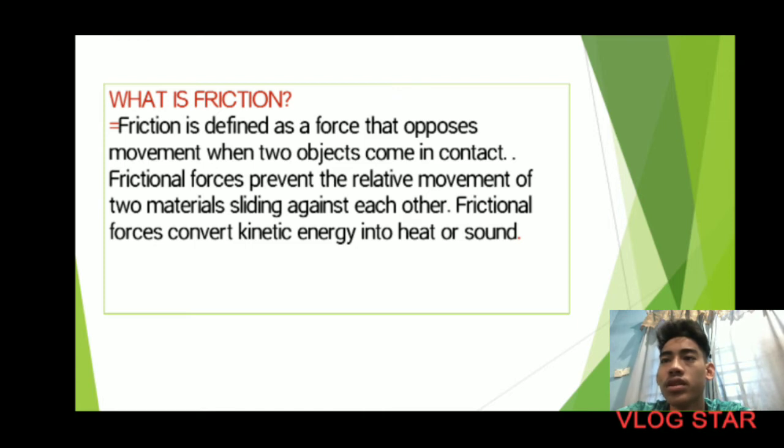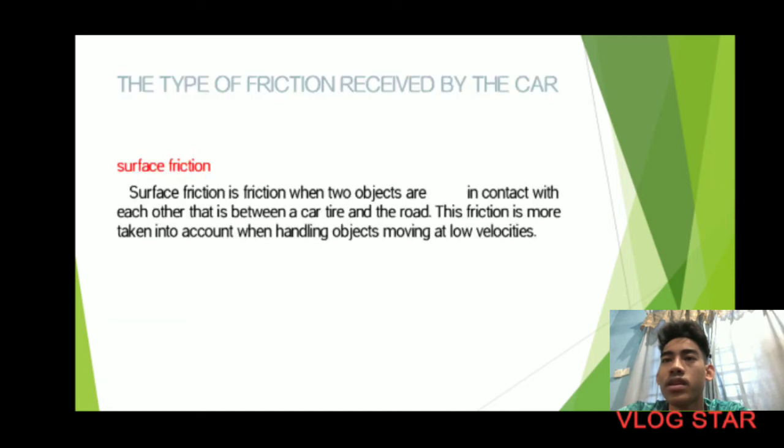Frictional force converts kinetic energy into heat or sound. The type of friction received by a car is surface friction. Surface friction is friction when two objects are in contact with each other, that is between a car tire and the road. This friction is more taken into account when handling objects moving at low velocity.